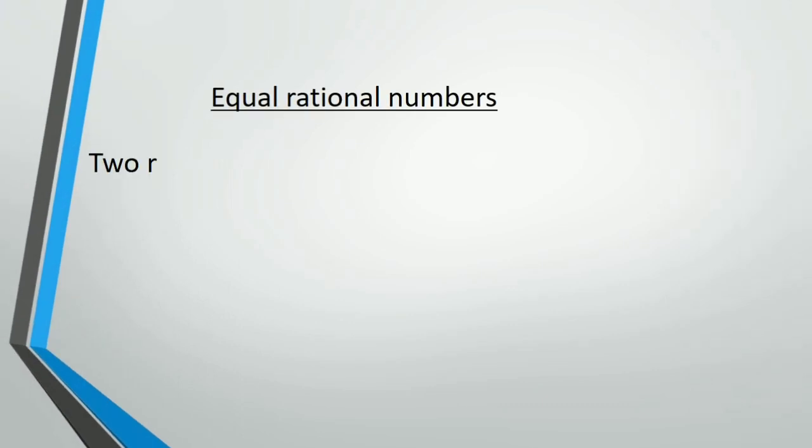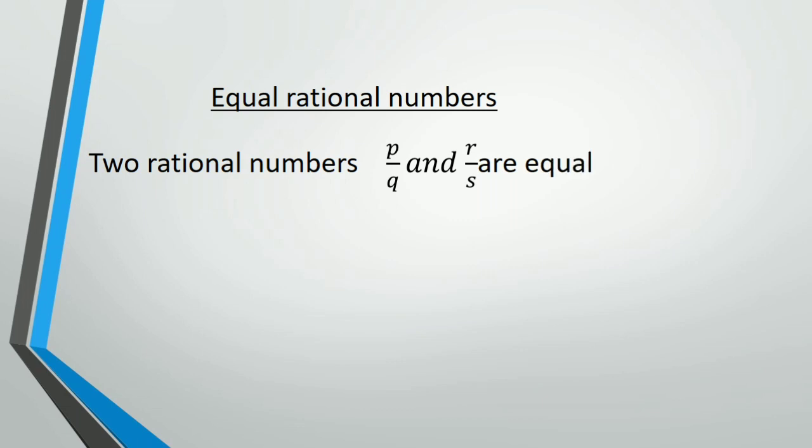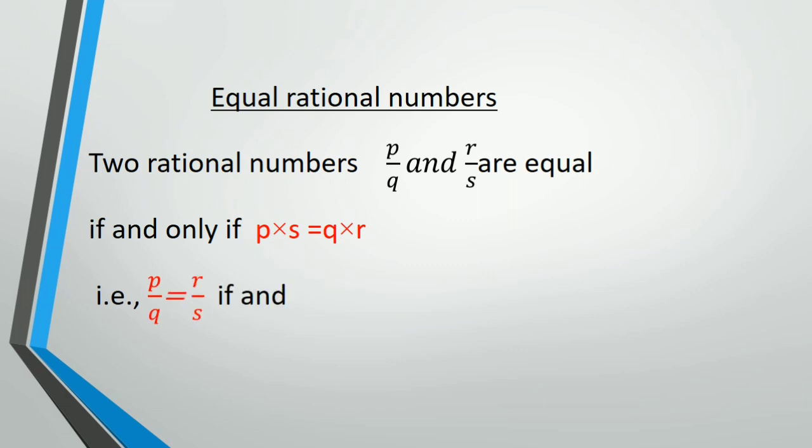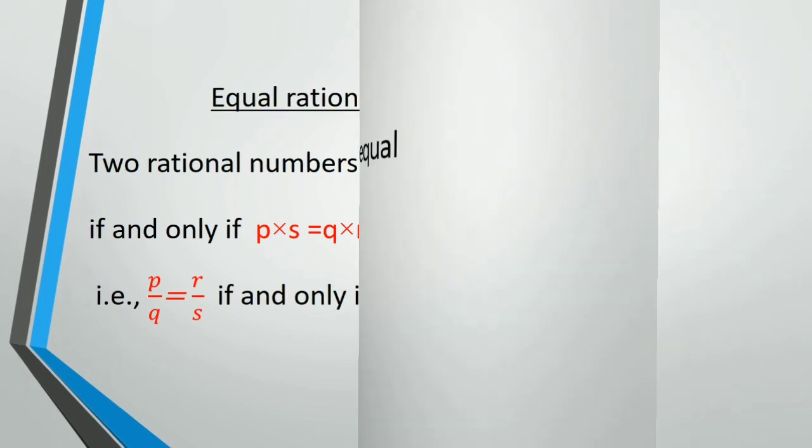Now equal rational numbers. Two rational numbers are said to be equal if they have equal value. But here we have a condition to say that two rational numbers p by q and r by s are equal. That is, p by q and r by s are equal if and only if p into s is equal to q into r. That is, by doing the cross multiplication and by comparing the products, we will be able to say whether two rational numbers are equal or not.